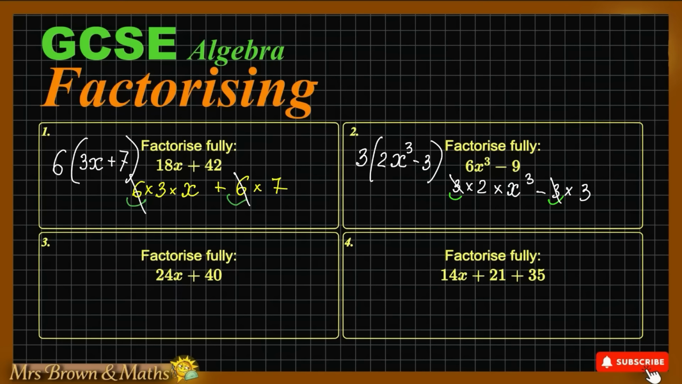Question 3. Again, let's rewrite each term. Both numbers can be divided by 8. So 24x becomes 8 times 3 times x, and 40 becomes 8 times 5.